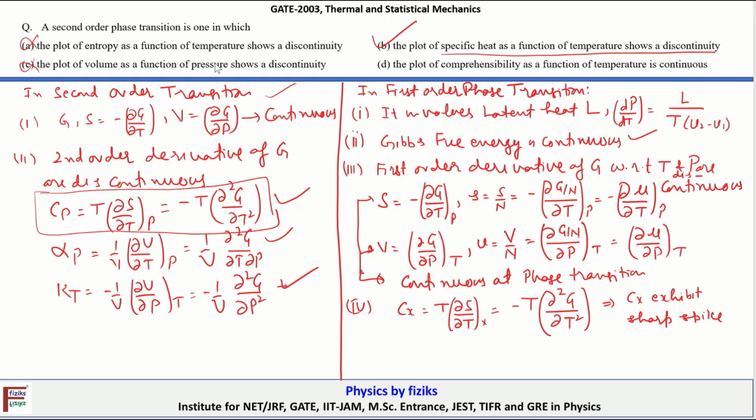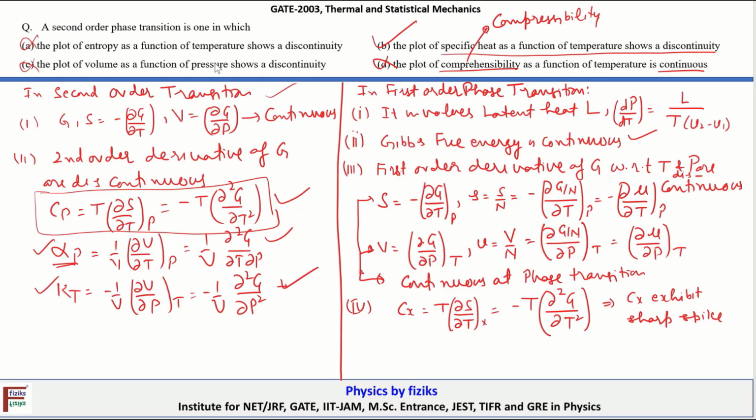The plot of compressibility as a function of temperature is continuous. No, it's not continuous. In the second order transition, this is going to be discontinuous, as I just discussed here. It's the expansivity and this is compressibility. So d point is related to alpha p. So this is also wrong here.